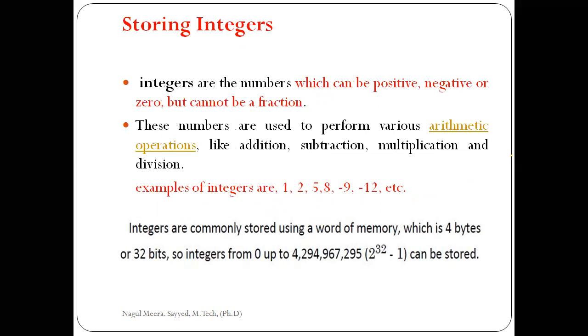So why these integers? Integers are used to perform mathematical operations like addition, subtraction, multiplication, division, percentage. Examples of integers are positive numbers 1, 2, 5, 8, zero, or negative numbers -9, -12, -15. Integers are commonly stored in a word of memory, which is 4 bytes or 32 bits. How much is the range for an integer? 0 to 4294967295.